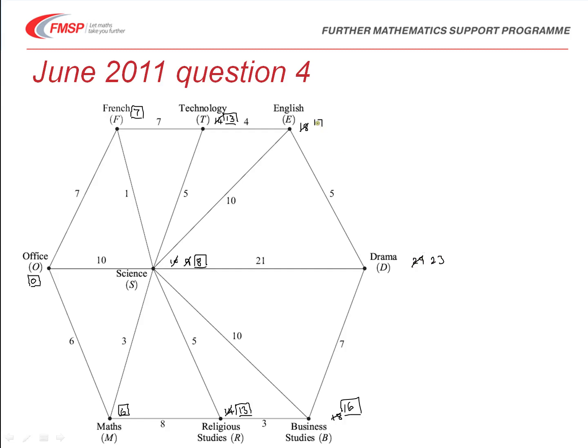We then have 17 as the smallest one, so we can box the 17. And 17 and 5 makes 22, so again that's an improvement on the 23, so we cross that out and put in the 22. And finally, that's the last value, we can now box the 22.